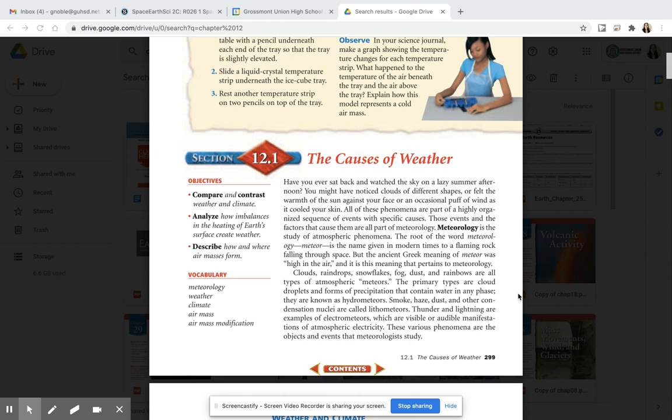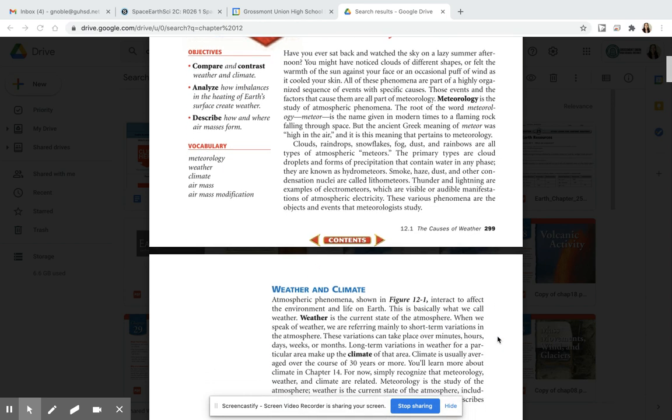The primary types are clouds, droplets, and forms of precipitation that contain water in any phase. They are known as hydrometeors. Smoke, haze, dust, and other condensation nuclei are called lithometeors. Thunder and lightning are examples of electrometeors, which are visible or audible manifestations of atmospheric electricity. These various phenomena are the objects and events that meteorologists study.